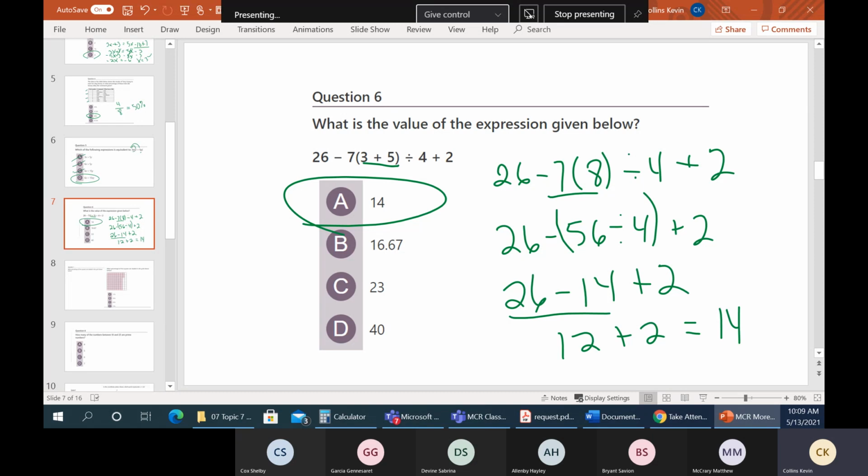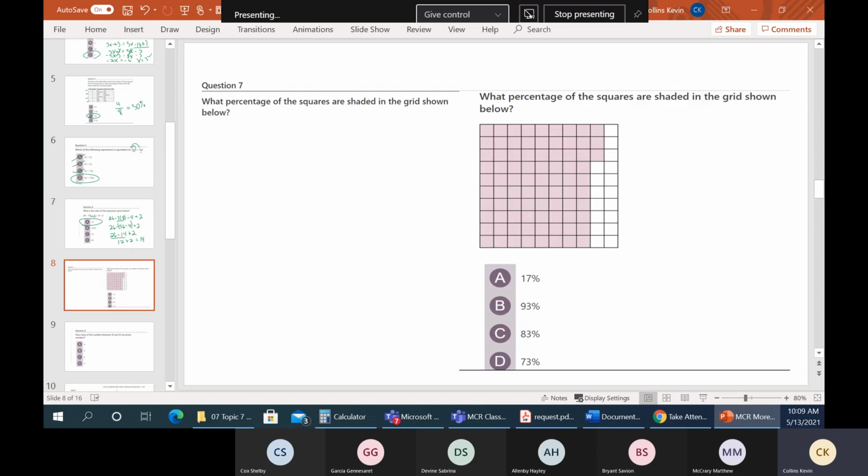All right, let's check out another one. All right, so this one says, what percentage of the squares are shaded in the grid below? And I didn't have enough room, so I had to put it beside. All right, so go ahead and take a look at this. See what you think for an answer, and then we'll talk in a little bit.